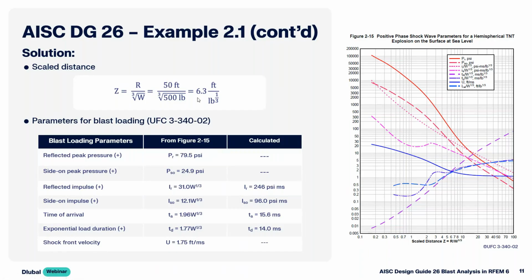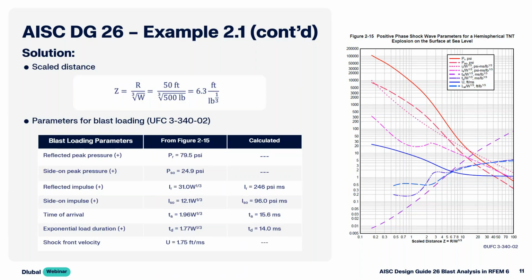So we're going to now refer back to the UFC 3-340, and in particular, figure 2-15, because we need to determine all of these variables from the idealized pressure curve. And this is actually done directly within this figure itself. Now, before we get into the actual values, there are some assumptions made with this particular plot. For example, this is assuming a hemispherical explosion, that this explosion is taking place at ground level. If you have an explosion that takes place, let's say up in the air, a spherical explosion, there are different plots that you should reference.